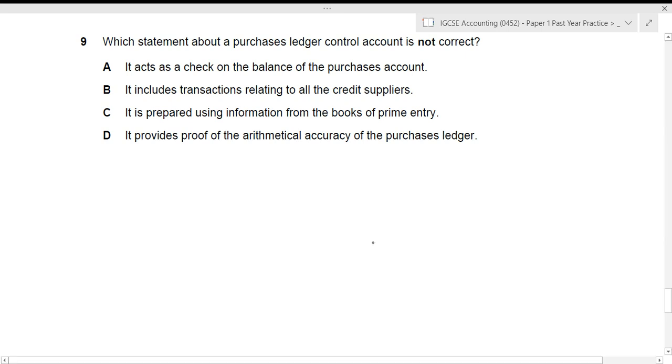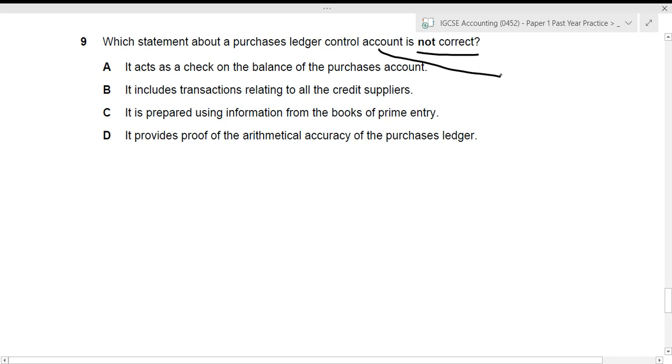Hi, dear students. So now we're going to do accounting paper 1 May June 2021, question number 9. The question asks which statement about a purchases ledger control account is not correct. So they're asking which of these four statements A, B, C, D regarding the purchases ledger control account is not correct. Now, what is purchases ledger control account?